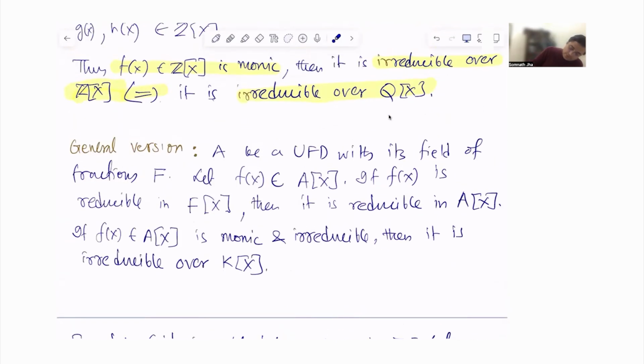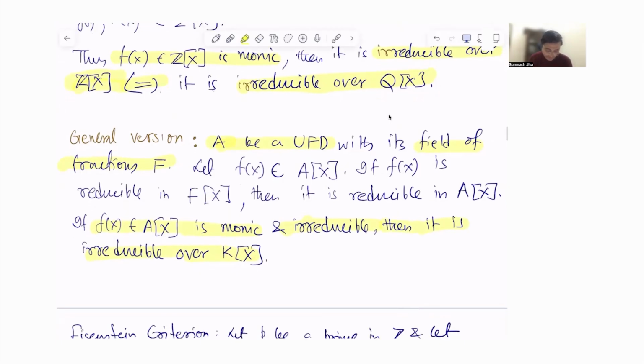So as I said, irreducibility. The particular thing is, if it is monic and irreducible, then it is. So again, we'll remember this. Let A be a UFD, and its field of fractions is F. Then if f(x) in A[x] is monic and irreducible, then it is also irreducible over F[x]. Okay, this is the version we might use.